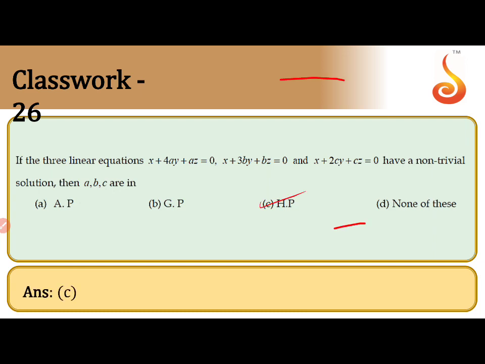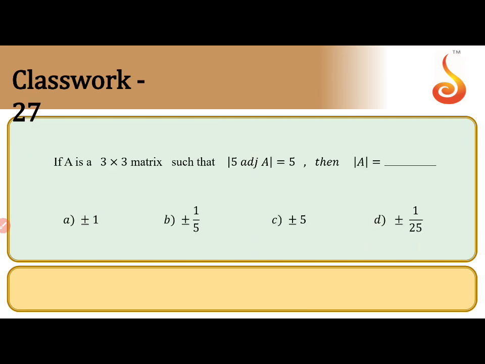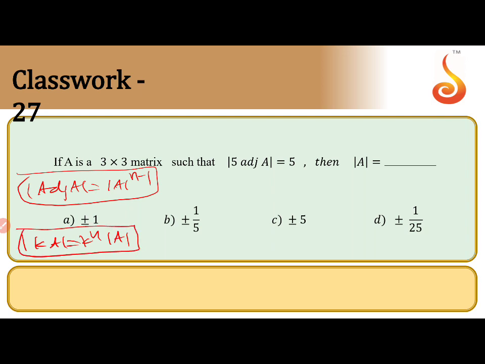Next question. If A is a 3 by 3 matrix, det of (K into adjoint A) equals 5, then what is det A? So you have properties. Det of adjoint A is (det A) whole power n minus 1. This is one property. And the normal det of KA is K power n into det A. These are two properties you can use here.